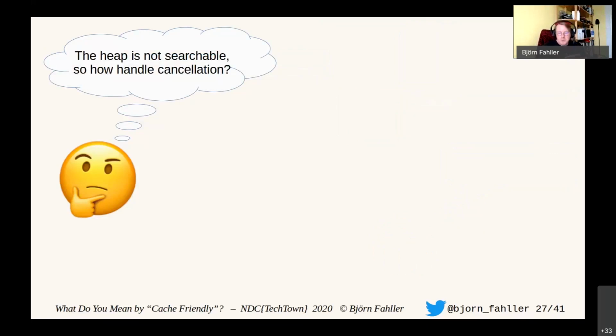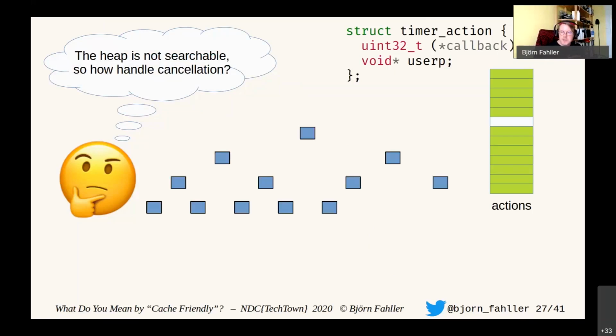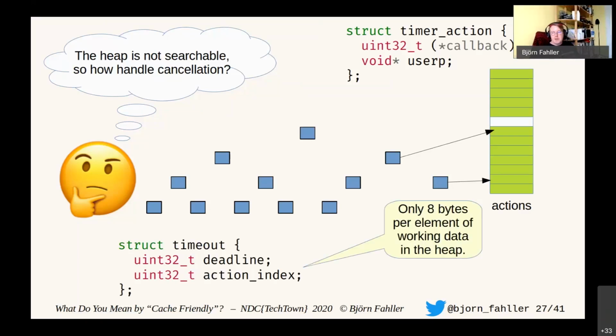But the heap is not searchable. So how do we handle cancellation in this one in a fast way? We don't want to do a linear search. So one thing we can do is we can actually split the data structure. We can have a store of actions, which is the callback and user pointer. And we have the heap, which just contains the deadline and an index into the action storage, so that we can find which action belongs to which. This means that now we have only 8 bytes of data that we need to move around to maintain the heap structure.